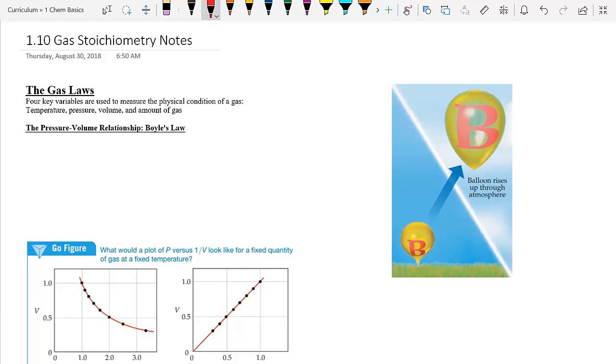Hey guys, in this video, we're going to be talking about gas laws and gas stoichiometry. This first section, we're going to focus primarily on the gas laws themselves as well as the ideal gas law.